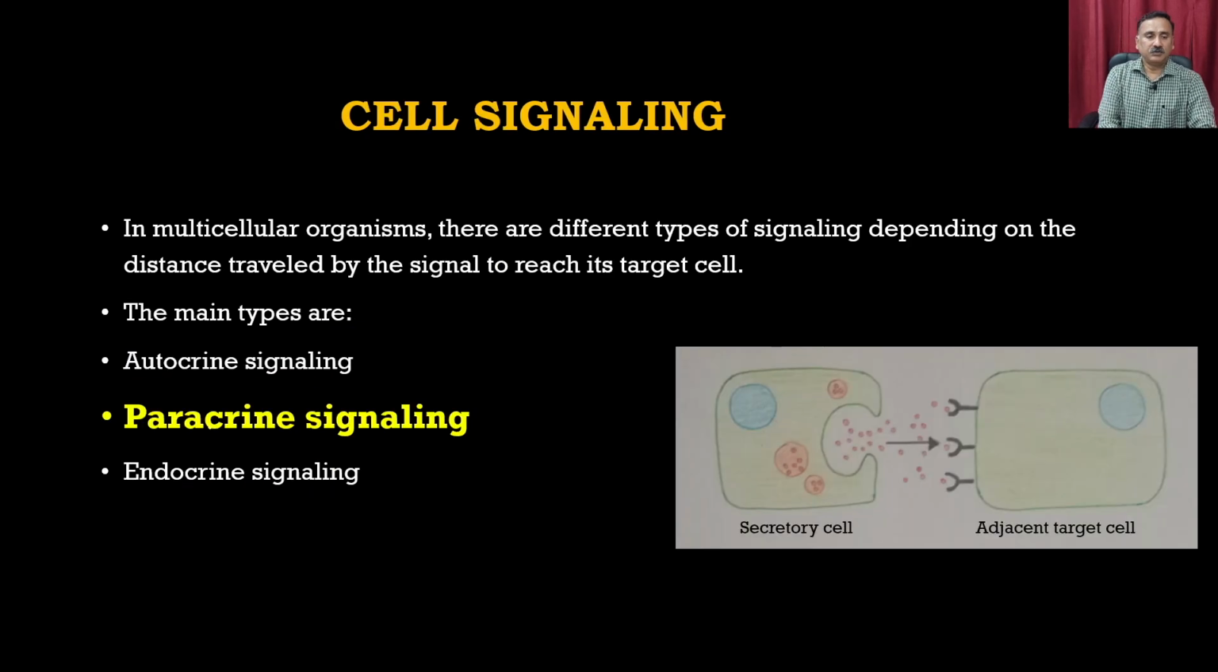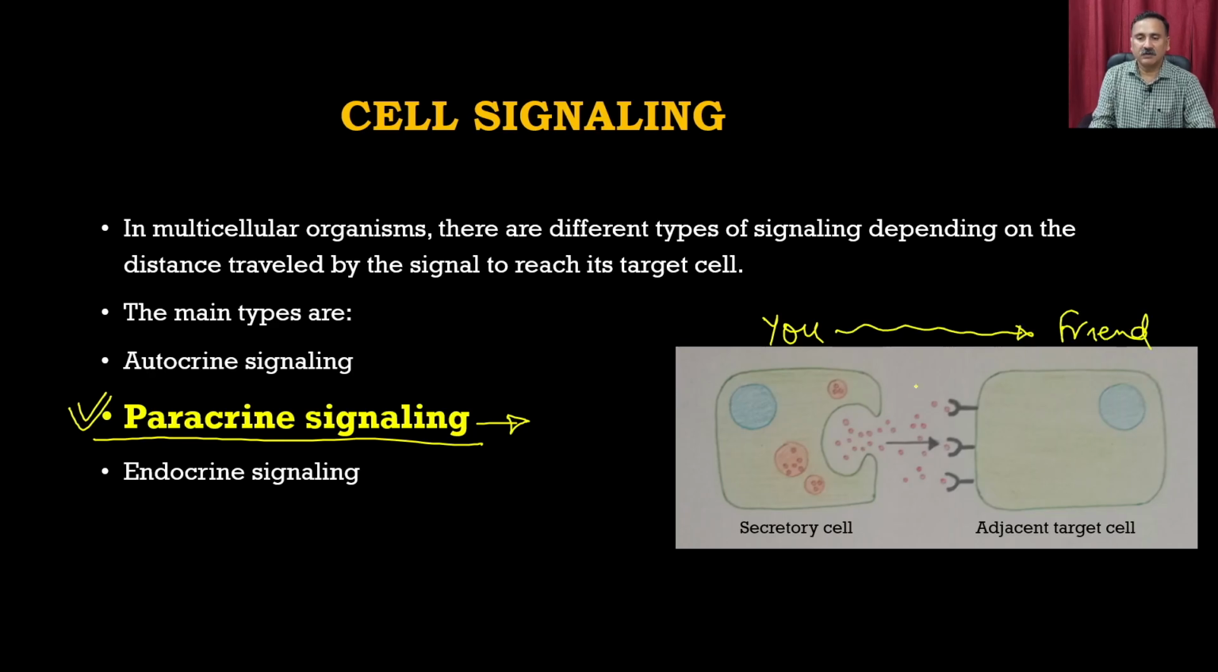Now let's move on to the next mode, which is called paracrine signaling. As I said, paracrine signaling means talking to your friend who is sitting on the next bench or sitting in his home, right? So this is you, and this is your friend. You are talking to your friend, who is not very close, but not very far either.